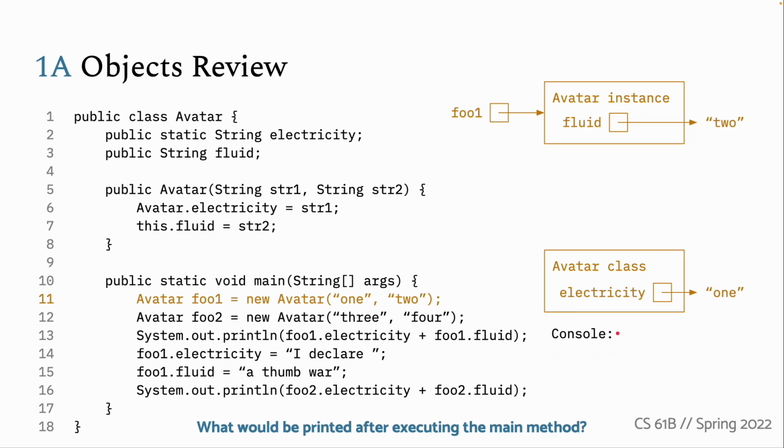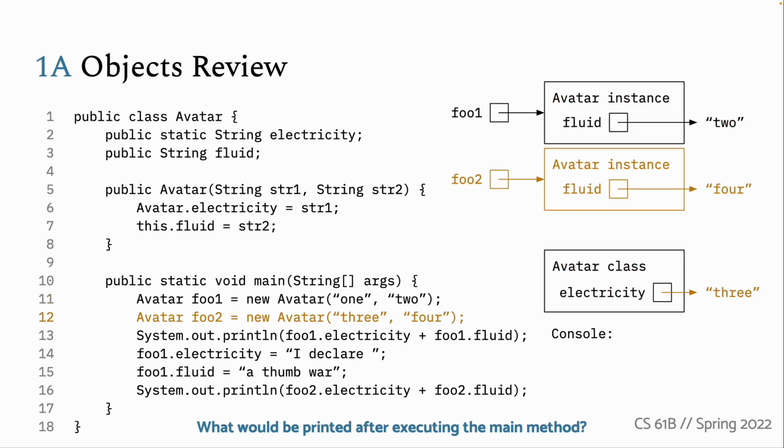This is what happens after we run line 11, and then we'll run line 12, and you can see here that we have foo2. That's going to have fluid equals 4, and our electricity variable has been updated to 3, and this update applies to both instances because it is a static variable. So when we print out foo1.electricity plus foo1.fluid, we get 3, 2.